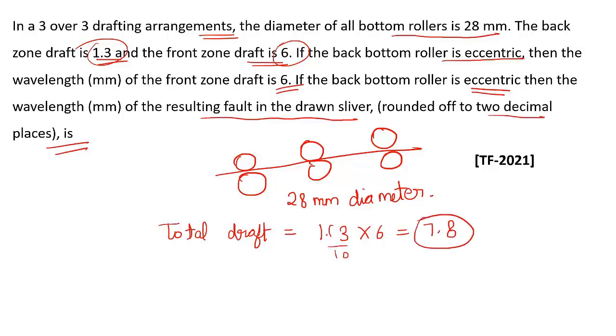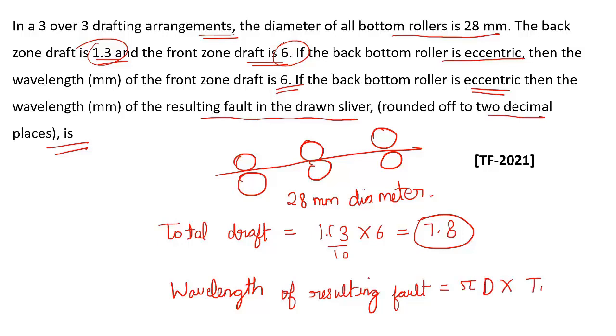And if we have to calculate the wavelength of the resulting fault in the drawn sliver, then the wavelength of the resulting fault is pi d into total draft. It is a formula, so pi is 3.14, diameter is given as 28, and the total draft we have calculated is 7.8. When you solve this, it will come out to be around 686.1 mm.